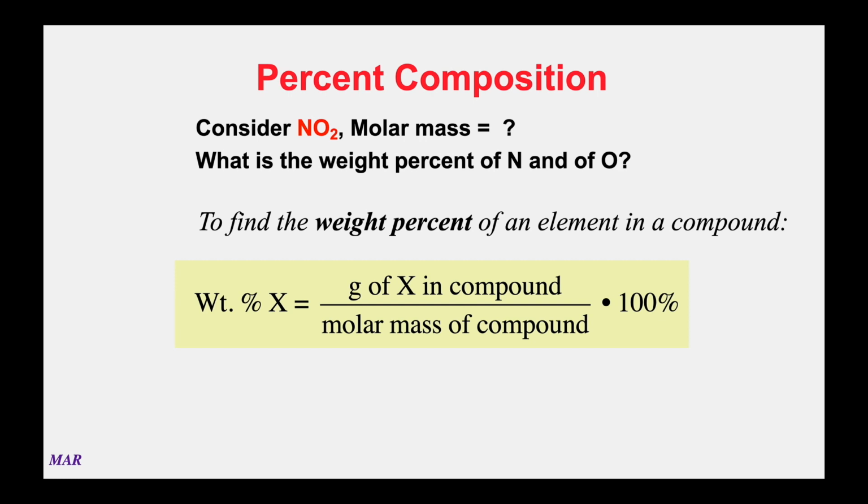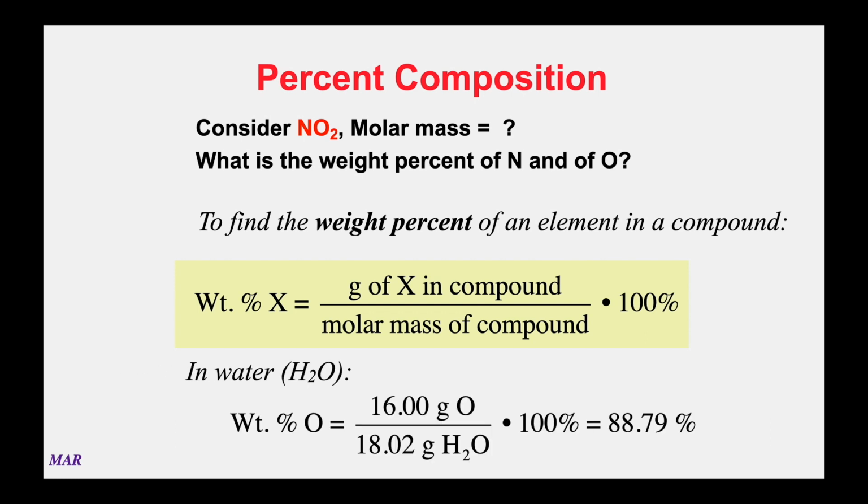Now for nitrogen, you only have one nitrogen. That's about 14. So the weight percent of nitrogen would be 14 grams in the top and about 46 grams in the bottom, the molar mass, times 100%. That's what you want to do. Now, you can do a better job with sig figs and all that kind of stuff than I just did. Here's an example with water. All right, we saw earlier that the molar mass of water was 18.02 grams per mole.